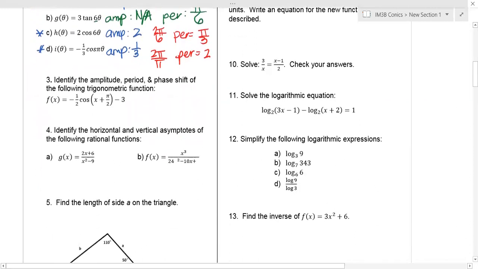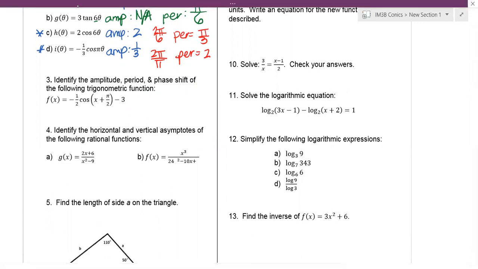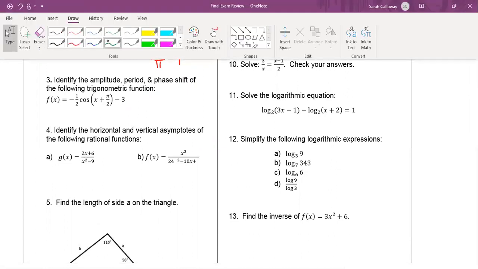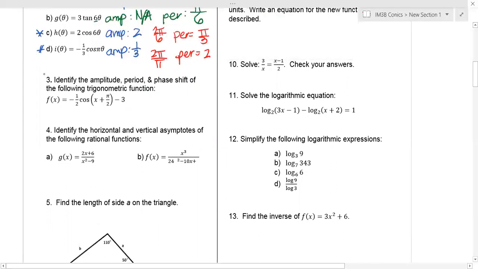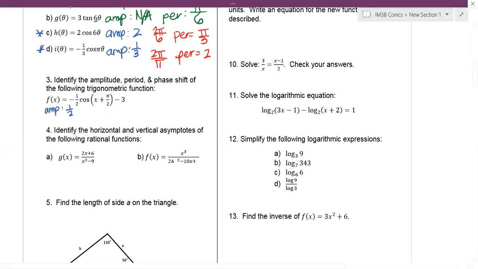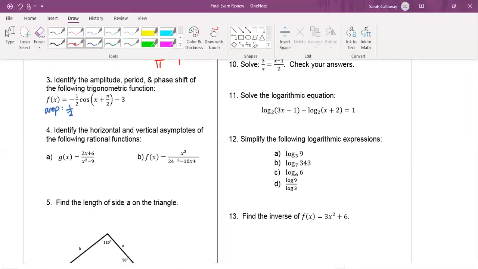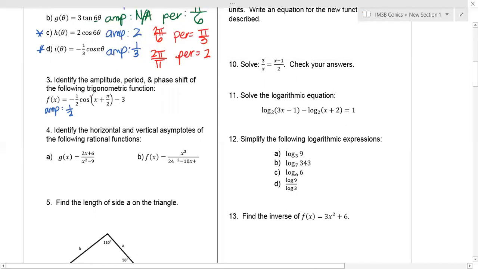Okay, so we're moving on to number 3. And we're identifying amplitude, period, but then also phase shift. I'm going to do vertical shift as well because vertical shift is here. So for a sine cosine graph, the amplitude, remember, is the absolute value of a. Since a is -1/2, that means the amplitude is +1/2. For the period, we're looking at the number after cosine before x. Since there isn't one, that means that it's 1. So the period of this is 2 pi divided by 1, which is just 2 pi.